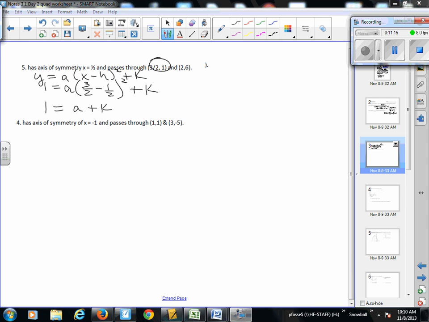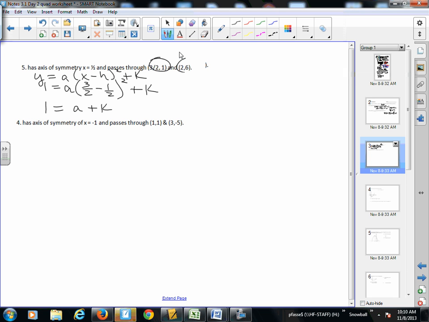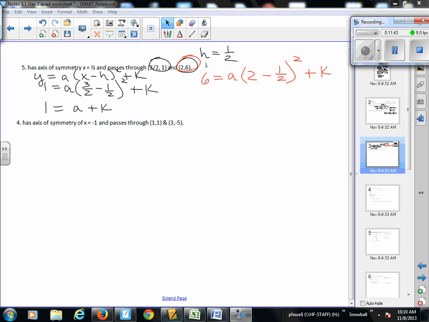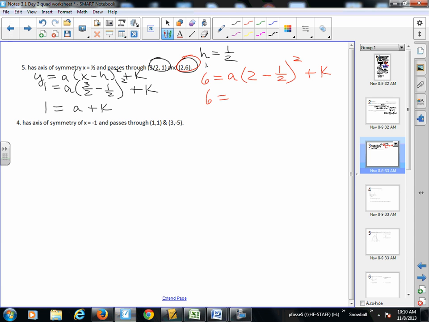Okay, now let's plug in the other coordinate. We have 2 comma 6, and again, we're plugging in h equals a half. I'll do this in a different color. Let's do this in red. So first, what are we plugging in for y? 6 equals, we don't know what a is, x equals 2, minus your h value, which is 1/2 squared plus k. After we plug in each square, we get 6 equals, that would be 3/2, which is 9/4 a plus k.